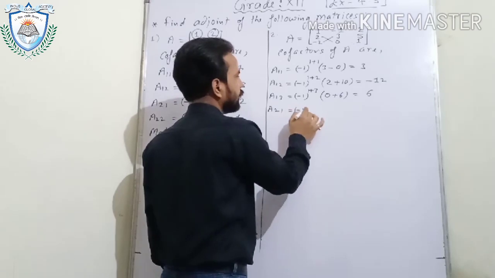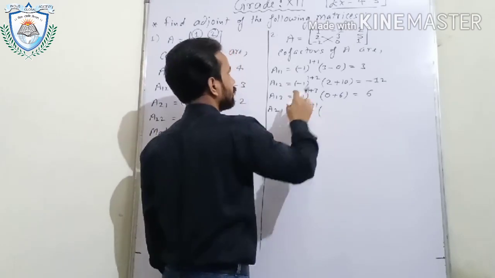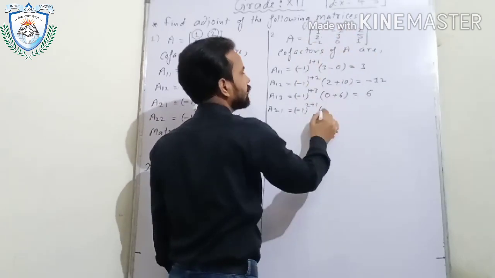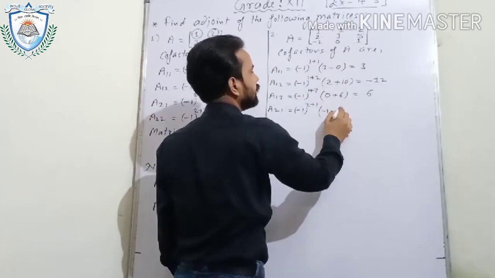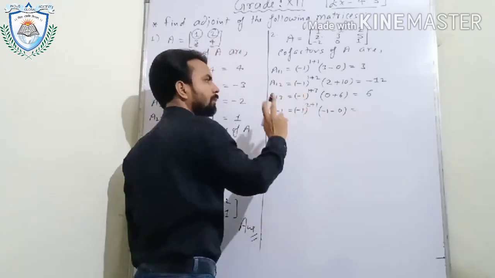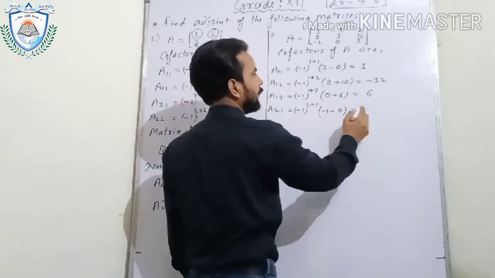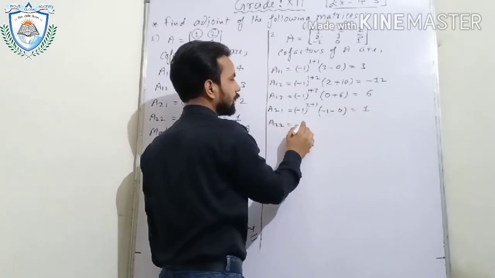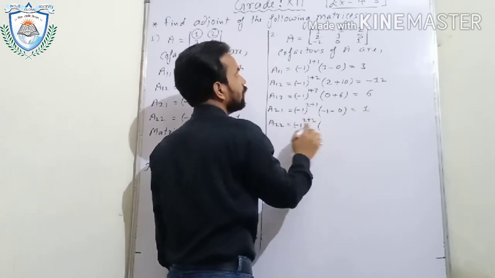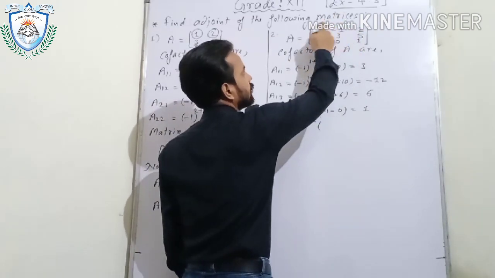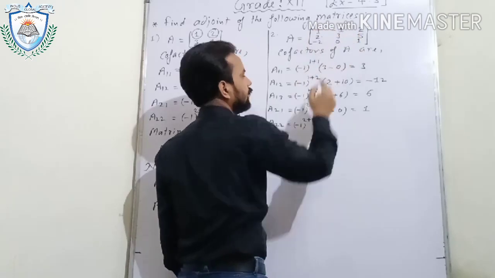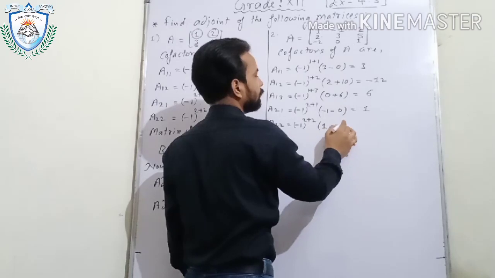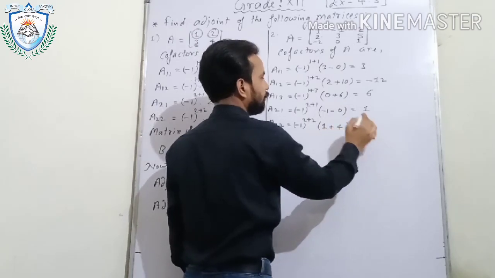Now we have to find A21, that is minus 1 to the power 2 plus 1. For A21, we will hide second row first column. So 1 into minus 1 is minus 1, minus 0 into 2 is 0. That is, minus 1 to the power 3 is negative 1. Negative 1 into negative 1, that is positive 1. Similarly, we have to find A22, that is minus 1 to the power 2 plus 2. Second row, second column. So 1 into 1 is 1, minus 2 into 2, that is plus 4. So answer will be 5.